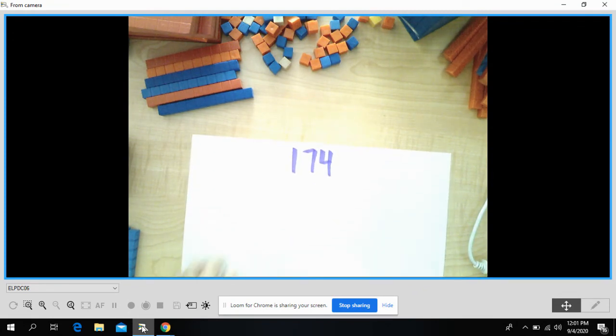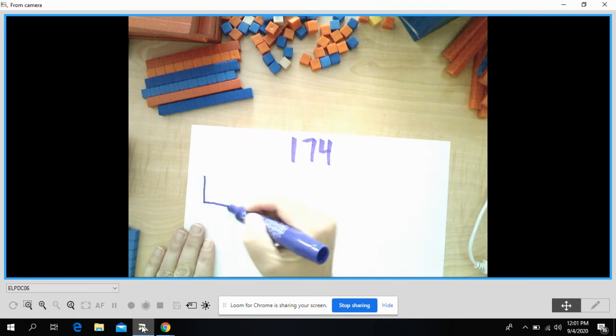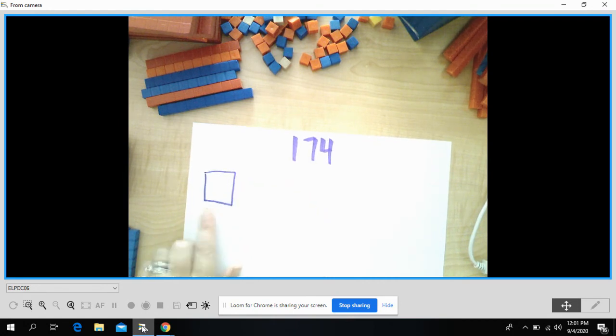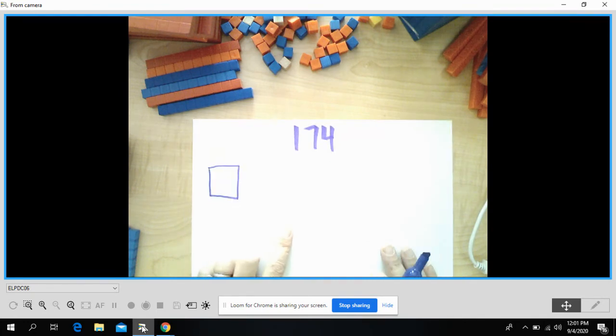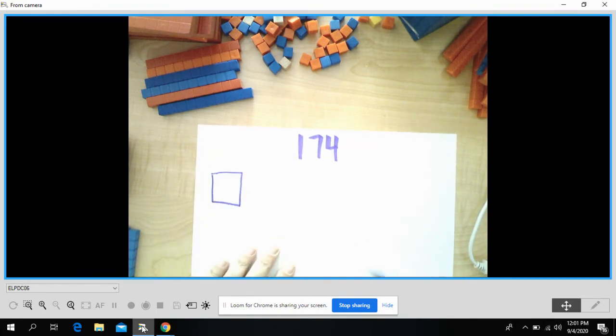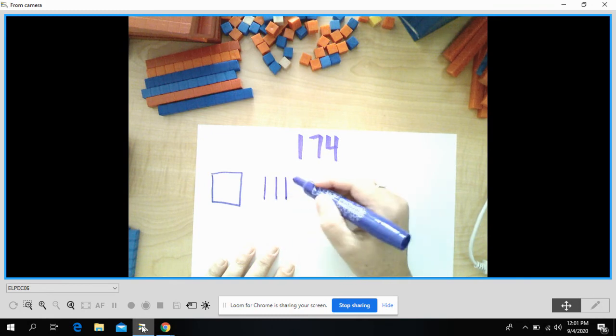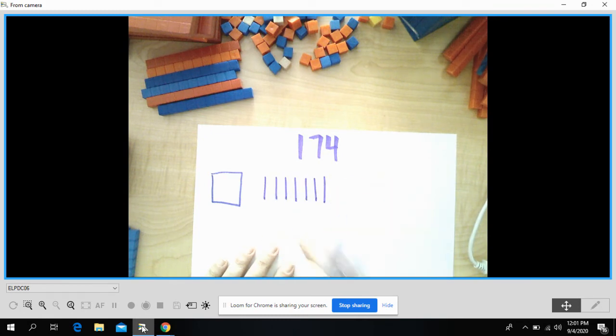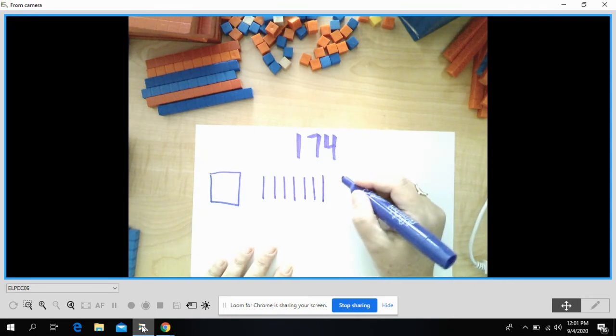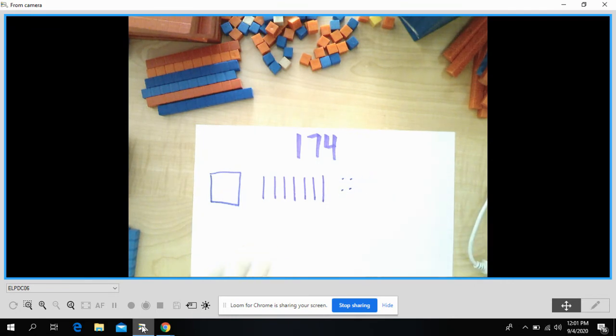This number is 174. If I was going to make a pictorial model of 174, I would use a square to represent my 100. I would use a line to represent my tens and a dot to represent my ones. So 174 would look like this. I already have my 100. 10, 20, 30, 40, 50, 60, 70. That represents my 7 tens. And then I'm going to go 1, 2, 3, 4. That represents my 4 ones, 174.